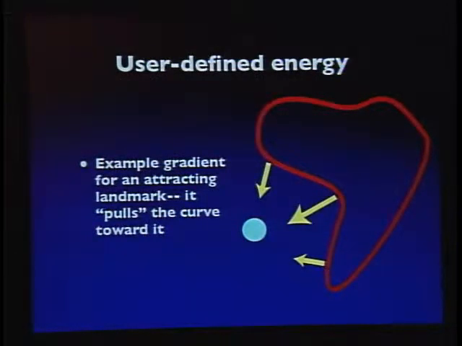Yeah, and this is just a graphical way of showing what I kind of already described, which is that if you have an attracting landmark, it pulls the curve towards it. And the opposite for a repelling landmark, like the one that I said was on the spine that we want to stay away from.